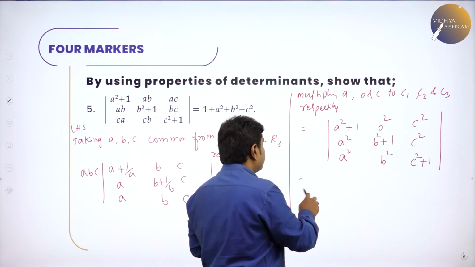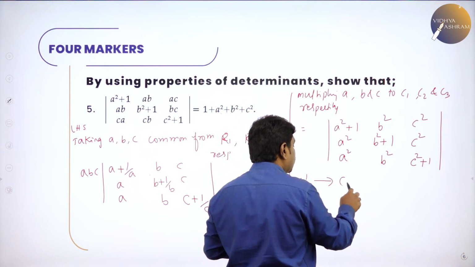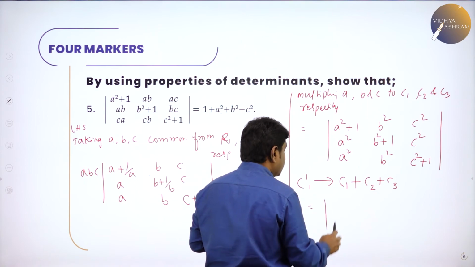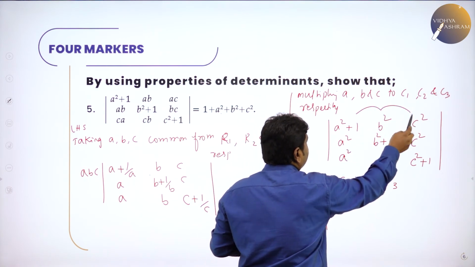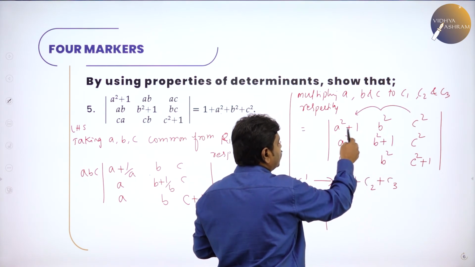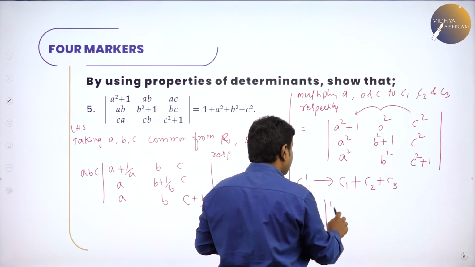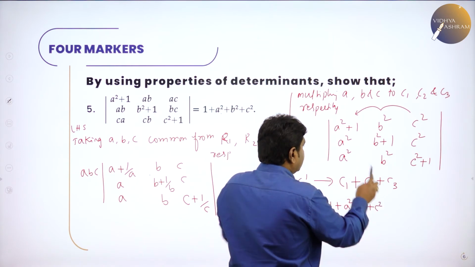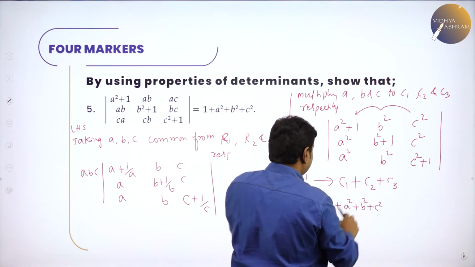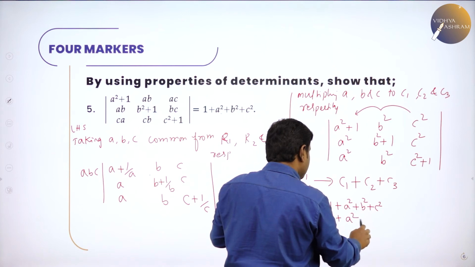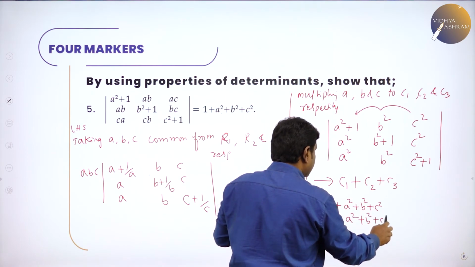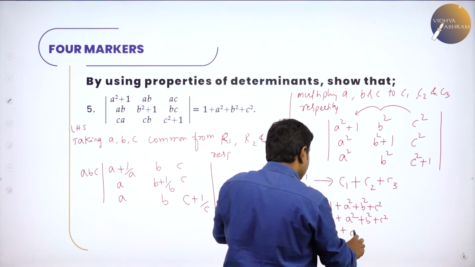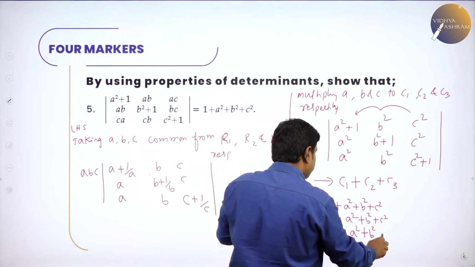So perform this. C1 dash means the new value of the first column is first column plus second column plus third column. So I'll add these two to this. It will become a square plus 1 plus b square plus c square, or can I write it as 1 plus a square plus b square plus c square? And the second element, a square plus b square plus 1 plus c square, again this will become 1 plus a square plus b square plus c square. And the third element, again a square plus b square plus c square plus 1, or 1 plus a square plus b square plus c square.